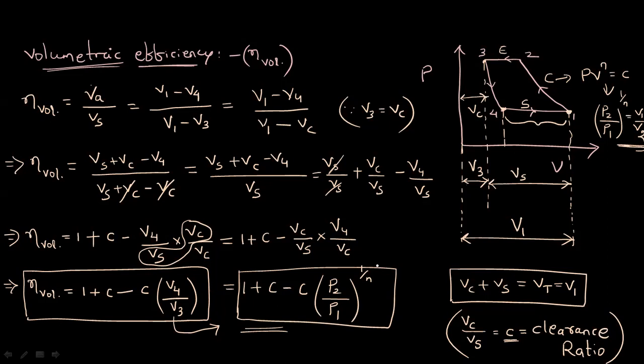So in our problems, mostly we require this form. Volumetric efficiency equal to 1 plus C minus C whole into P2 by P1 whole to the power 1 by n. n is the polytropic index, P1 is the inlet pressure, P2 is the exit pressure, and what is this C? Sorry, this C is called the clearance ratio. What is the formula of this C? In place of C, you can write VC by VS. VC means clearance volume, and VS is swept volume.